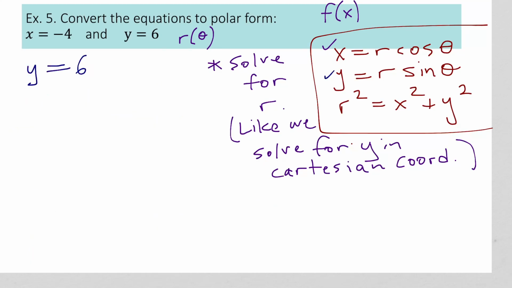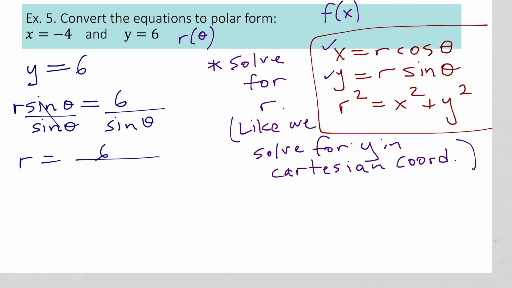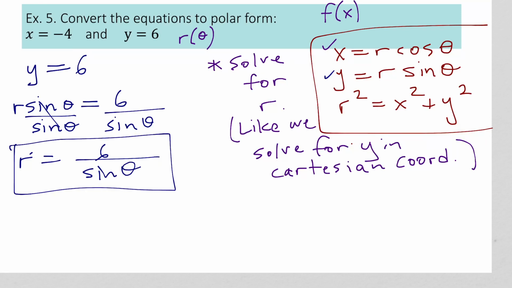So my second equation that I'm looking for, let's do y is equal to 6. I'm trying to write it in polar form, so I'm going to use y is equal to r sine of theta, and I'm going to substitute r sine of theta for y. So r sine of theta is equal to 6. Now I'm going to solve for r, just like we solve for y in Cartesian coordinates. So I've got 6 divided by the sine of theta. All right, so this is r of theta.